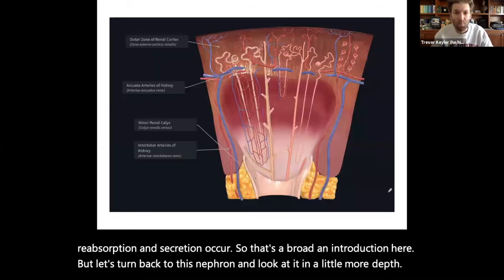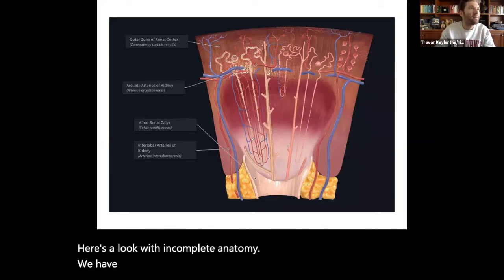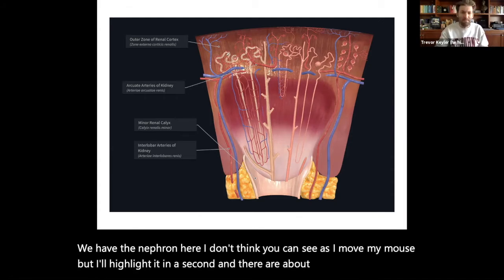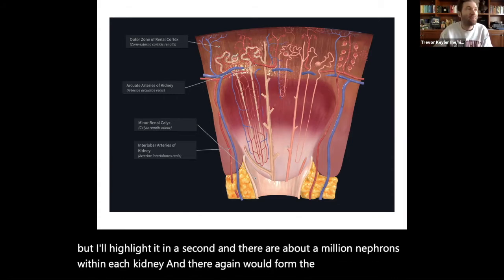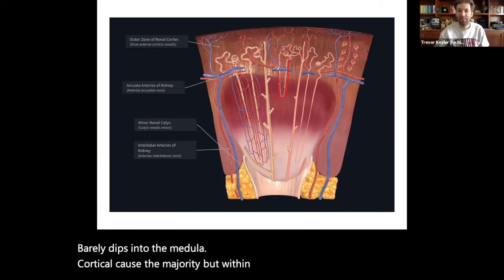So here's a look within Complete Anatomy. And we have the nephron here. I don't think you can actually see as I move my mouse, but I'll highlight it in a second. And there are about 1 million nephrons within each kidney, and they again would form the urine. And we have cortical nephrons. These are short, barely dip into the medulla. Okay, cortical because the majority of it is within the cortex, and this is the majority of the nephrons.